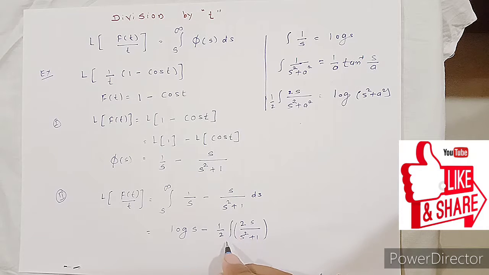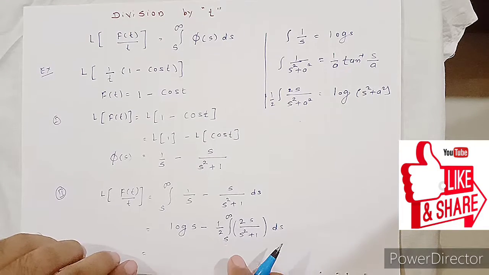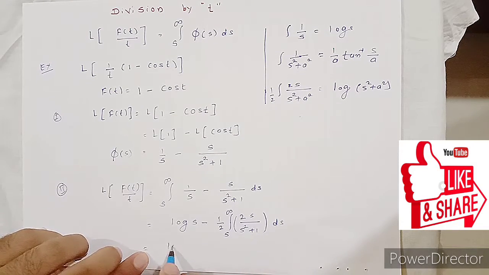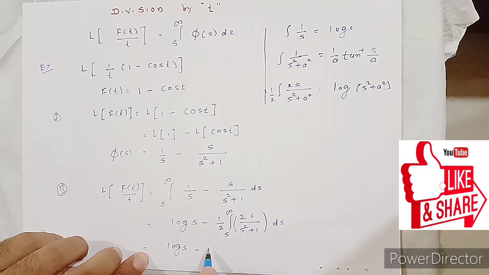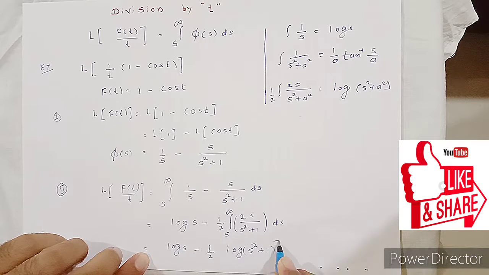And integration is as it is, ds, right? So equal to log of s minus 1 upon 2. Tell me what is the integration? Exactly, derivative is available in the numerator. That means we can put log s square plus 1. What is the limit? Limits are s to infinity.